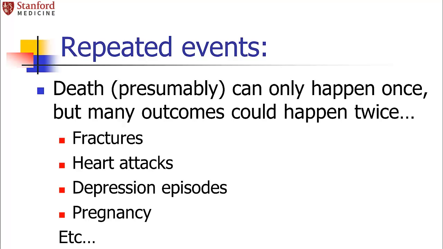For example, if you're looking at fractures, women or men could have multiple fractures during a study, or heart attacks. People could have multiple heart attacks, or depression episodes, or disability episodes, or pregnancies. Depending on how long you're following people, all of those things could repeat a number of times across many subjects. How do we deal with those repeated events?